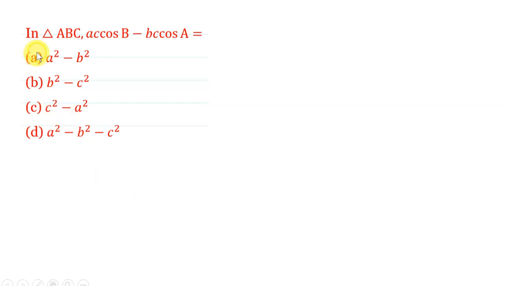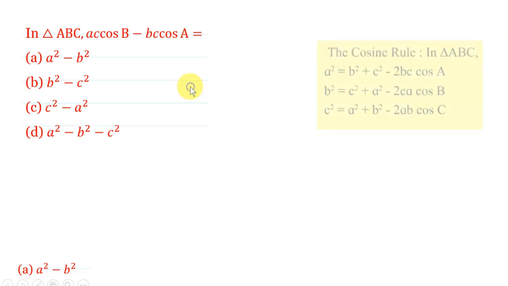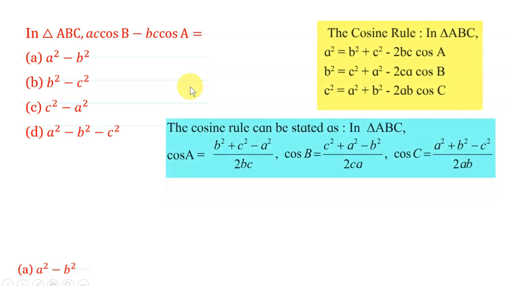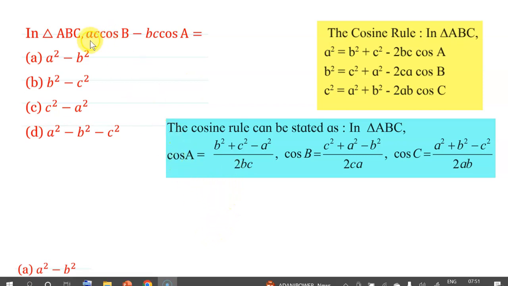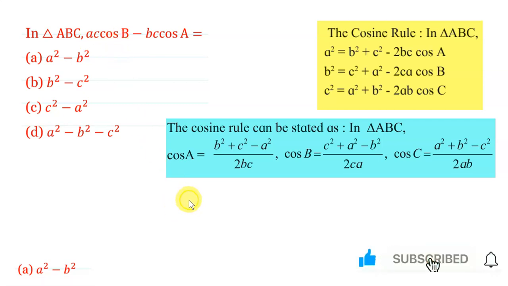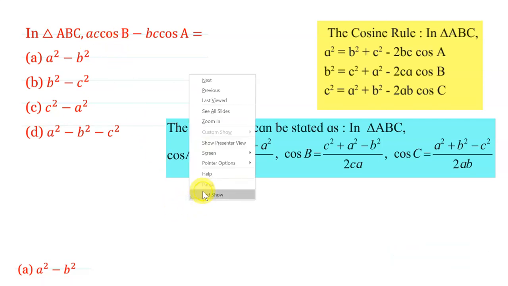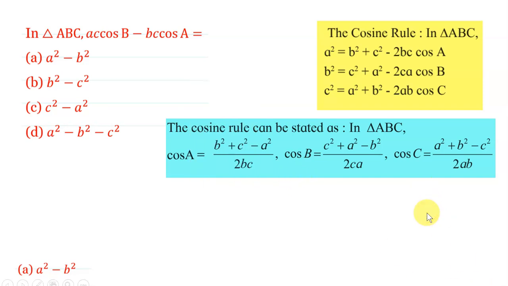Now the next. In triangle ABC, AC into cos B minus BC into cos A, and that's equal to. Now here, substitute the value of cos of B and cos of A. Then you will get here the answer. Okay, substitute the value here. Okay, that is AC into cos B. We'll write here AC.